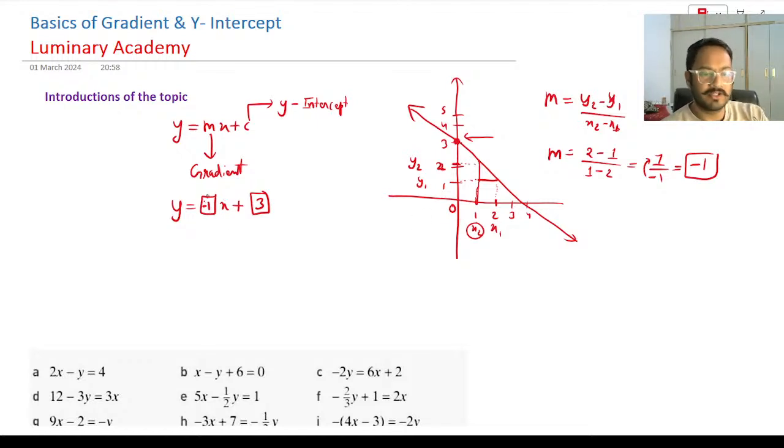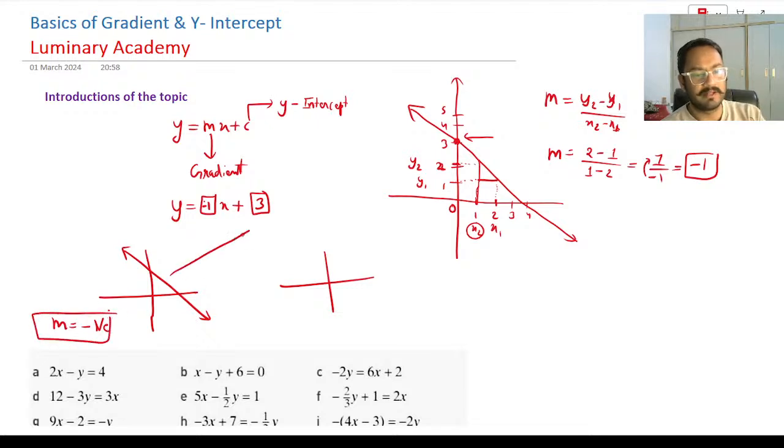Before we start this, children, you need to know that there are two types of lines. This is one and this is another one I'm drawing. If a line goes from top to bottom, the gradient will always be negative. That is why you can see here the line which is going from top to bottom has a negative gradient. But if a line goes like this, from bottom to top, the gradient of such a line is always positive.